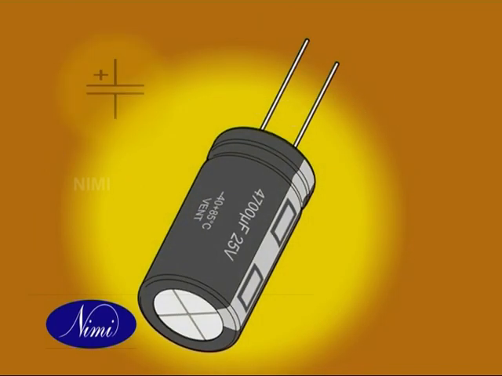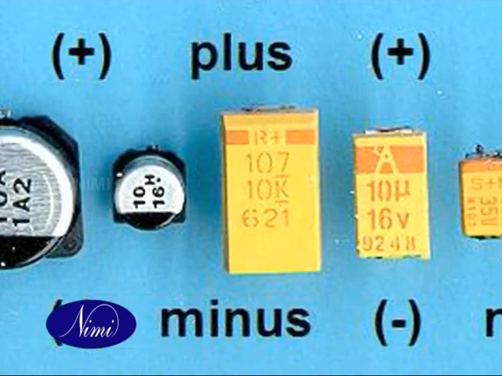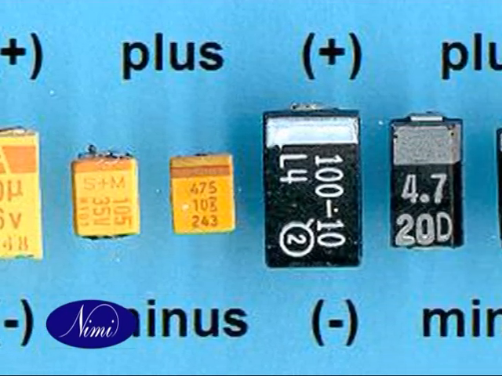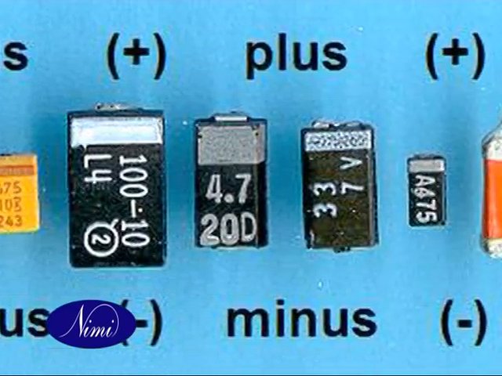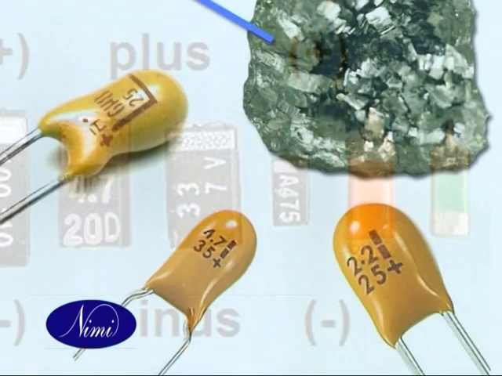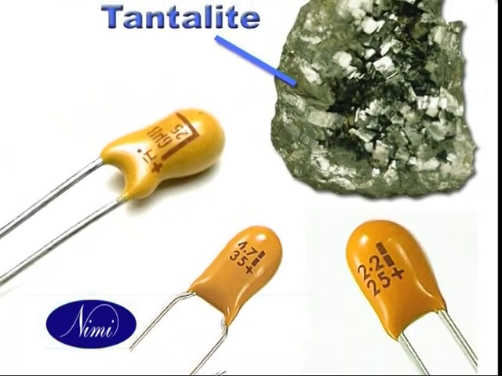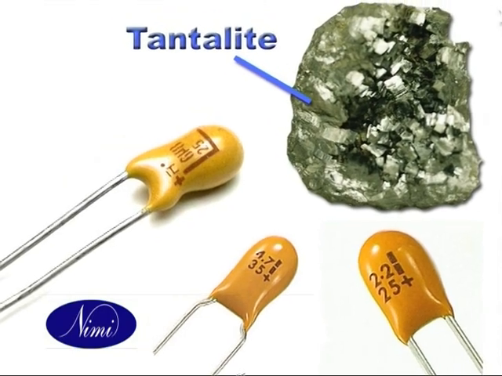Electrolytic capacitors are polarized, so that one plate is positive and the other negative. These capacitors are used for high capacitance values, over 20,000 microfarad. Electrolytic capacitors are available in two types, aluminum and tantalum.